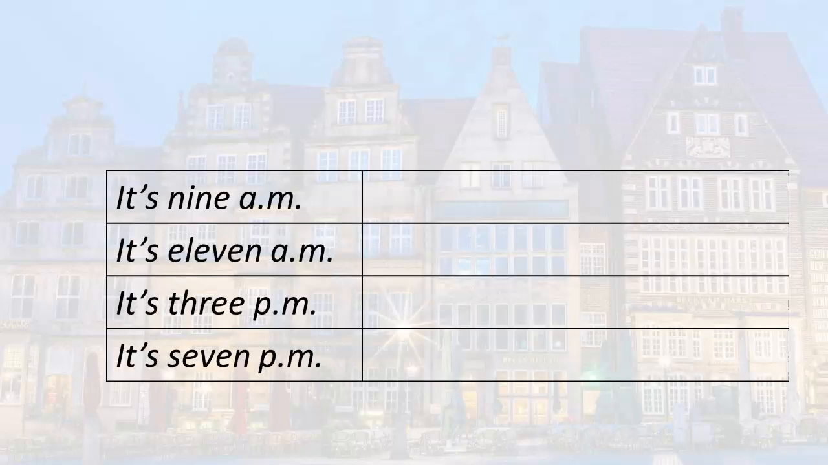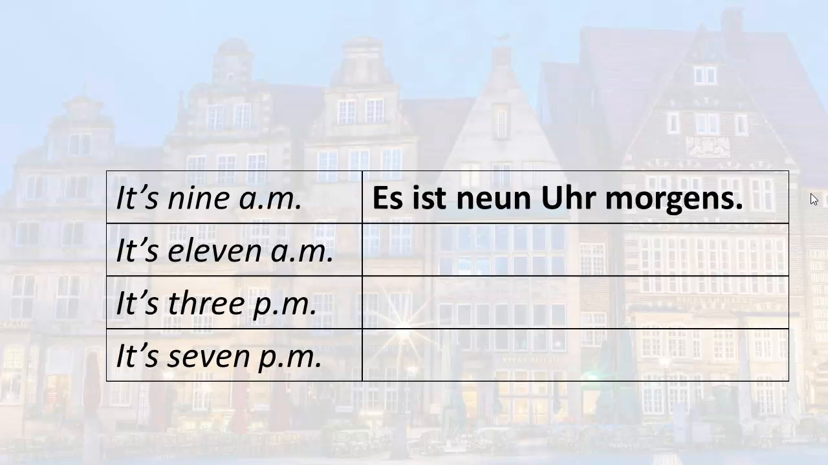So let's look at some examples. So if you want to say it's 9 a.m. as opposed to 9 p.m., you would say es ist 9 Uhr for it's 9, and the a.m. would be morgens, the equivalent of the a.m. Es ist 9 Uhr morgens. If it were 9 in the evening, you would say es ist 9 Uhr abends.